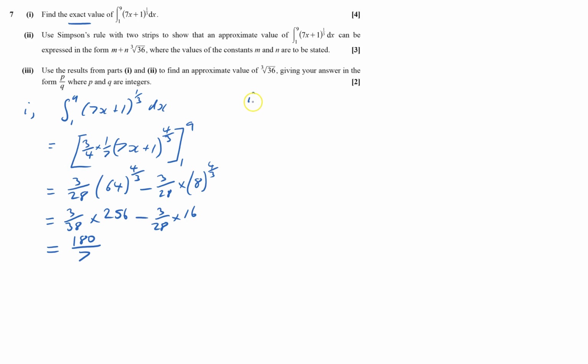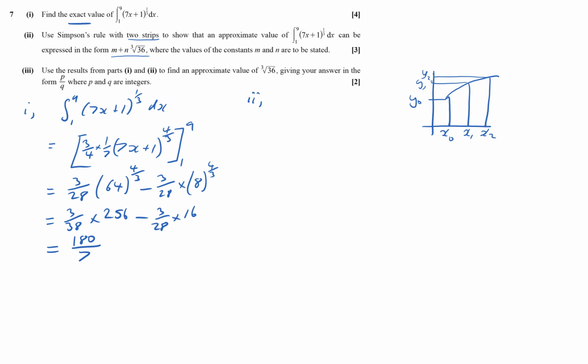Part 2, I've got to use Simpson's rule to get an approximation for this, okay? And it's going to come to just 2 strips. That's quite nice. It's not going to take long to do. So I don't know what the curve looks like, but suppose it were to look something like this. 2 strips means I've got to go like so. So I need a value for x0, I need a value for x1, and I need a value for x2. So that gives me y0, y1, and y2.